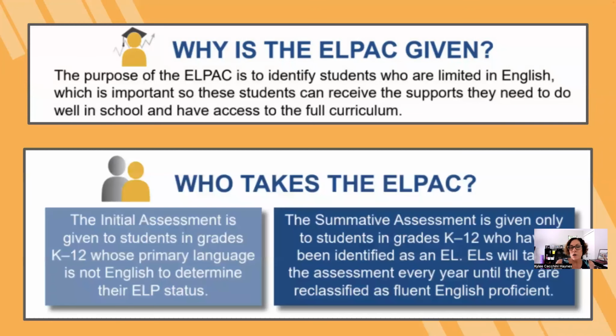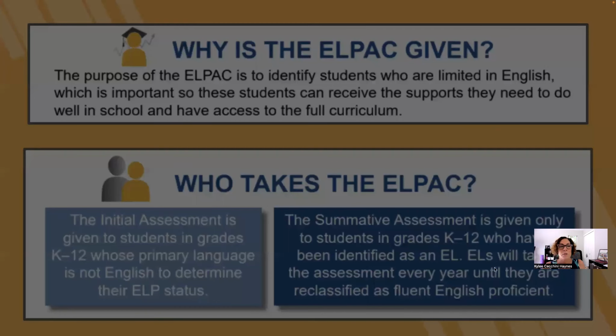All right, and we've already talked about who takes the LPAC. The initial one is given to students from K-12 for whom English is not their primary language, and they're new to California schools. And then if they are found not to be at grade level English proficiency, then every spring they will be taking the LPAC until they reach a level 4, and then also have those other indicators so that they're then reclassified as fluent English proficient.